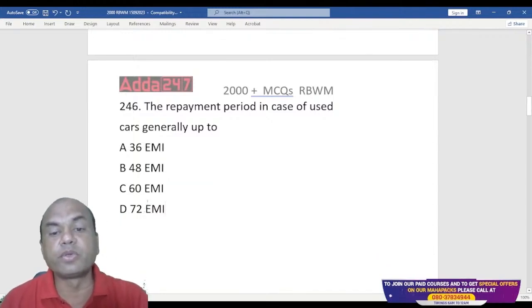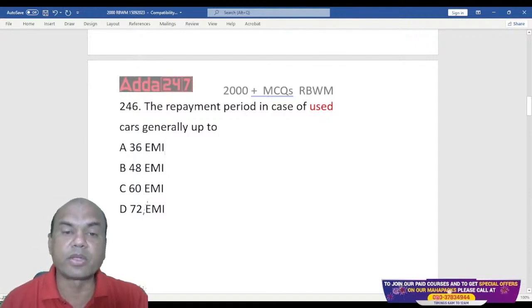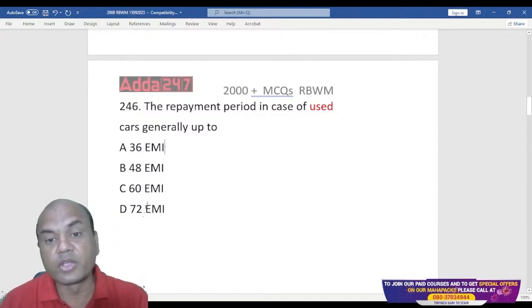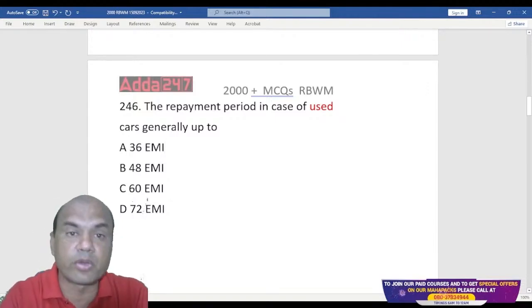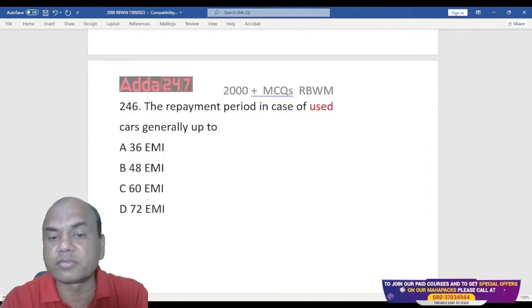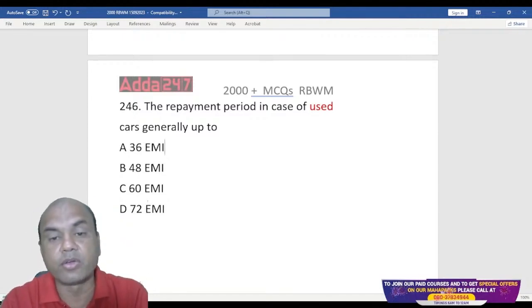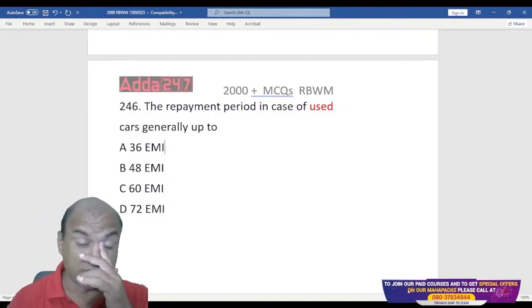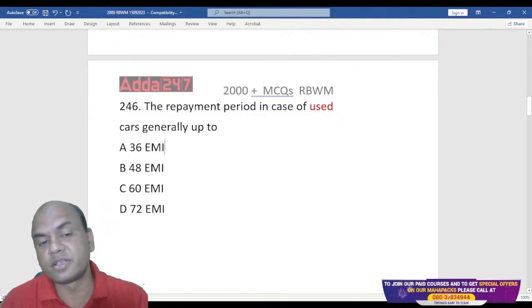The repayment period in case of used car. Now, we are talking of used car over here. In case of used cars it is generally 36 EMI, 48 EMI, 60 EMI and 72 EMI. So, it is a used car, second-hand car, right? That depends on what type of car you are purchasing. Suppose if I am purchasing a very old car, then the repayment period will be different. It can be 24 months also, it can be 12 months also, depending on bank to bank. So, it's upon the bank to decide what should be the repayment period for used car loans, depending on the life of that car.